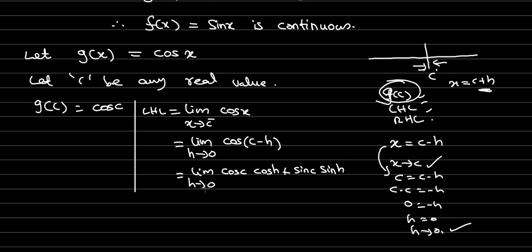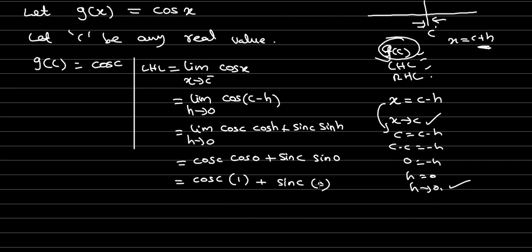Now let me apply the h value here. h is approaching 0, right? Wherever you see h, just replace it with 0. Now cos c, and here cos h, that is cos 0, and sin c and sin h, that is sin 0. Now what is the value of cos 0? 1. So here cos c times cos 0 value 1 plus sin c times sin 0 value 0. Since sin 0 value is 0, if 0 is multiplied with anything, the entire term becomes 0. Now you will have only the first term, that is cos c. So the left hand limit gives you the value cos c.